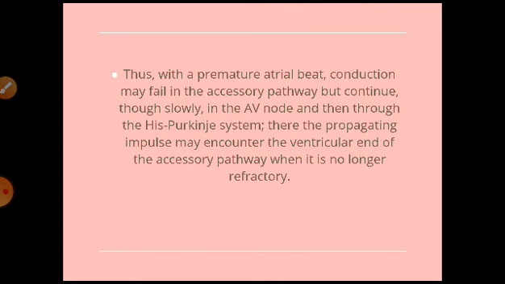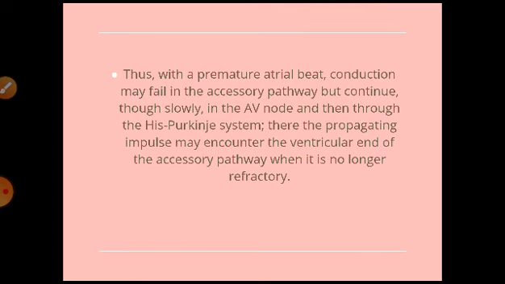So from the AV node it goes to the His-Purkinje system. There the propagating impulses may encounter the ventricular end of the accessory pathway when it is no longer refractory. So what is happening here? When it goes down to the Purkinje fibers, it will connect with the accessory pathway, because it goes very slow. Now, accessory pathways are not in the refractory mode.